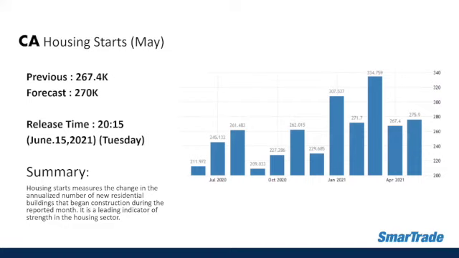Also, we have the housing starts for Canada for the month of May. The previous data was 367.4K and forecasted at 270K, released last night at 8:15 p.m. For the month of May, the actual data was 375.9K for the housing starts, higher than the forecasted, and it beats the previous data.